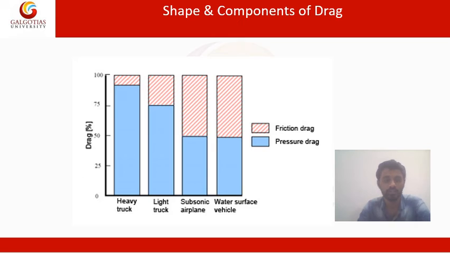So now you can see this slide that is having 4 different vehicles, and we have compared the frictional drag contribution and pressure drag contribution for the 4 different vehicles. You can see that in the subsonic airplane, the drag is relatively 50-50, that is friction drag and pressure drag. But in the case of a heavy truck, we all know the pressure drag will act more in percentage, somewhere around 90%. But in the case of friction drag, it will be very less.